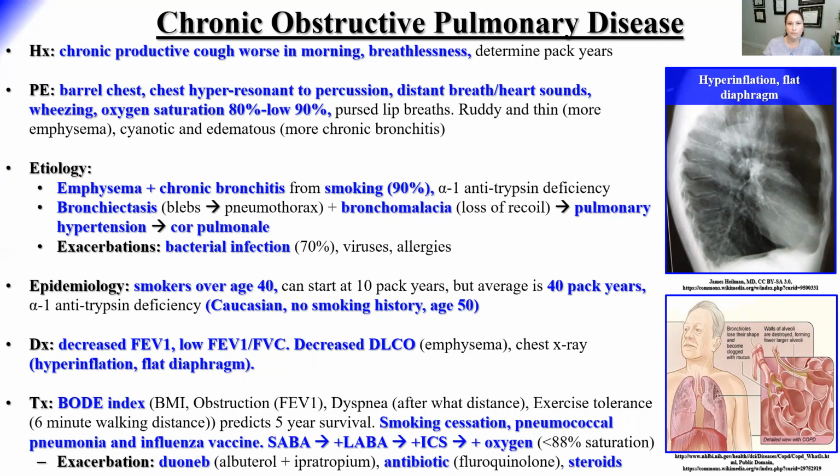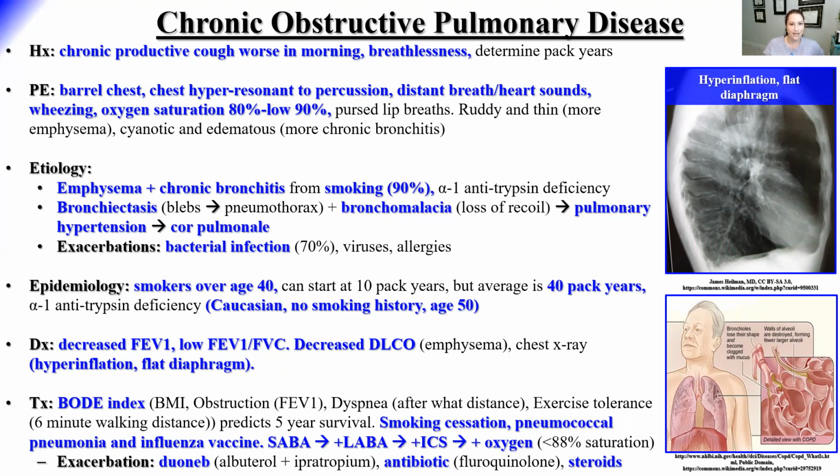In COPD, patients will frequently get exacerbations of their COPD, and this is usually caused by some kind of bacterial infection, viruses, or seasonal allergies. On history for this patient, chronic productive cough that's worse in the morning, they have to hock a loogie up, breathlessness, and you want to determine their pack years of smoking. That's important to document in the chart.